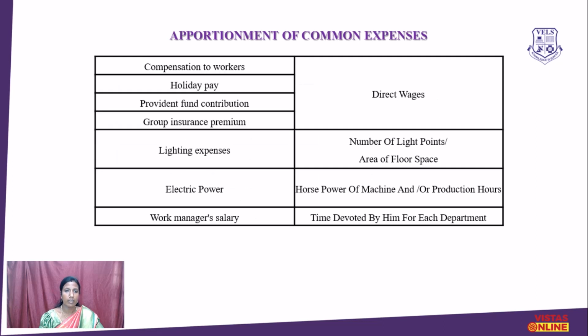Workmen's compensation insurance, canteen expenses, labor welfare expenses, supervision, timekeeping and personnel office are apportioned on the number of workers. Compensation to workers, holiday pay, provident fund contribution, group insurance premium are apportioned on direct wages. Lighting expenses are apportioned on the number of light points or area of floor space; electric power on horsepower of machines and production hours. Works manager's salary is apportioned on the time devoted by him to each department.